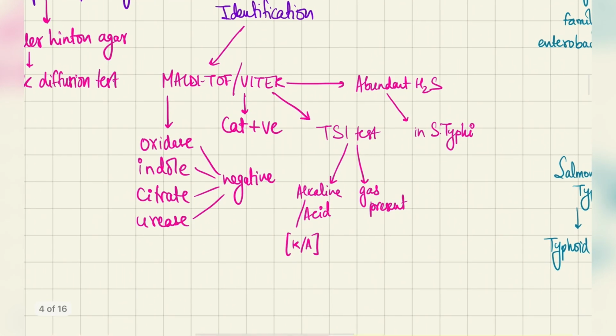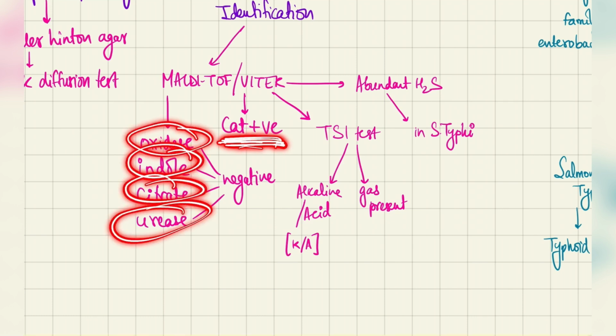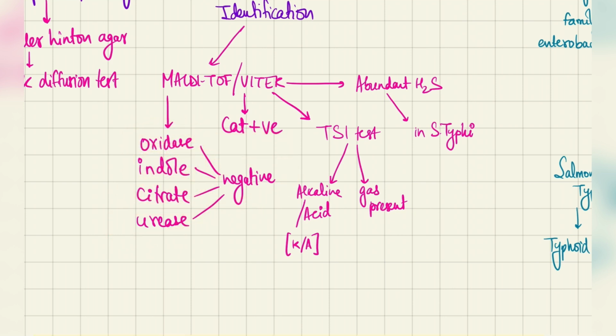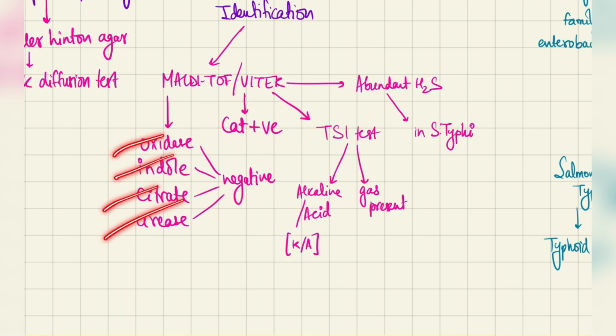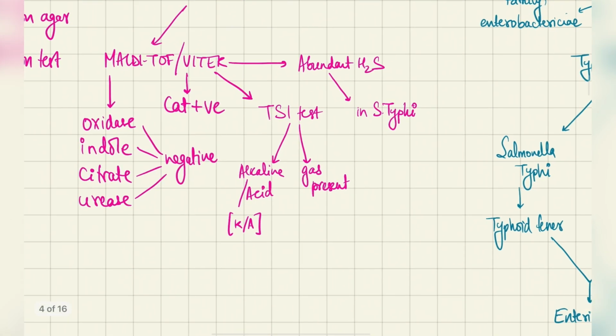Other than that, this will be catalase positive. But catalase is the only positivity you will see. Oxidase, indole, citrate, urease, all negative. Just remember catalase positive. Everything else, you can remember off the top of your mind, it's all negative. Oxidase, indole, citrate, urease. But catalase positive.